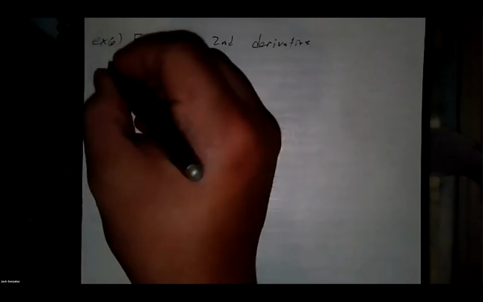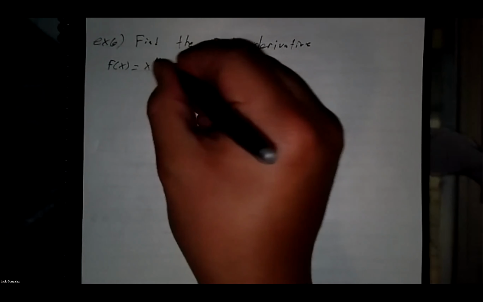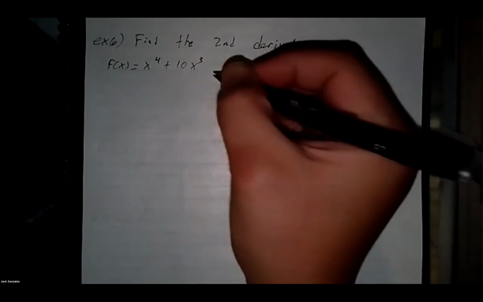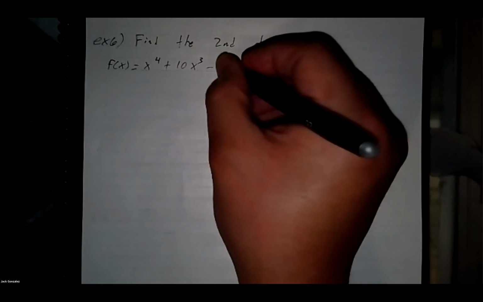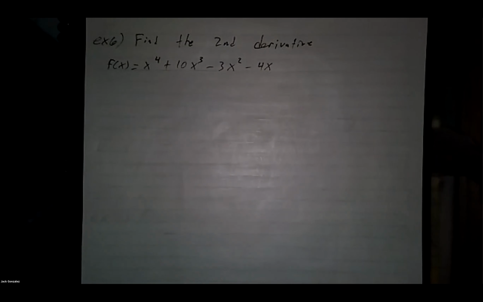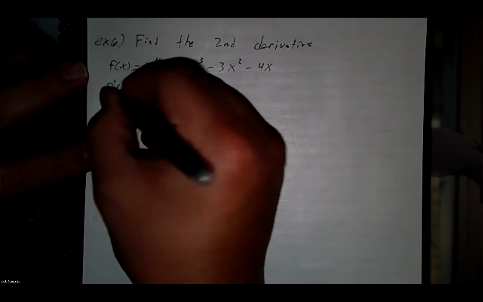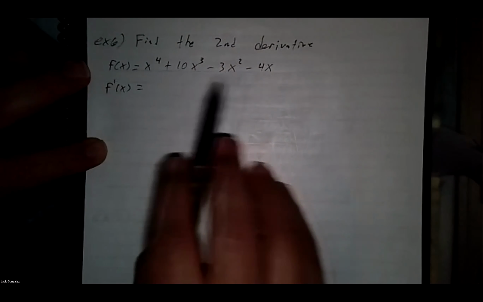So f of x is going to be equal to x to the fourth plus 10x cubed minus 3x squared. So this is problem 18. When they ask for the second, they don't care about the first. So you do it once and then you do it again. That's all you got to do. So the first one will be just power rule all the way down, right?